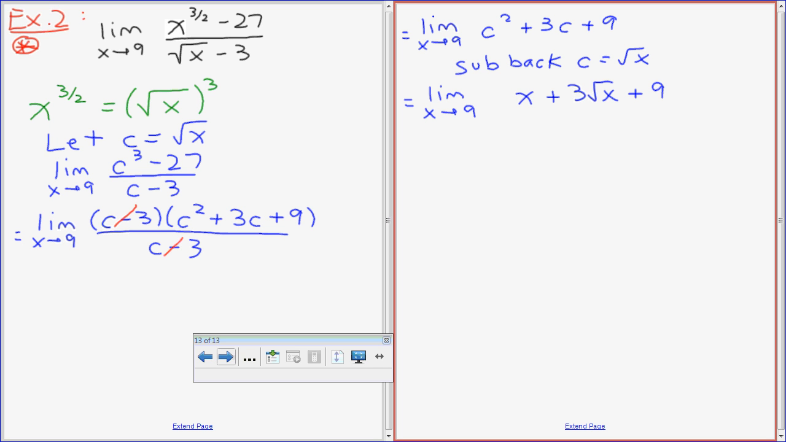Okay, c squared is written there. c is root x, c squared is x. We have to sub in 9. 27. I think everything was sort of good.